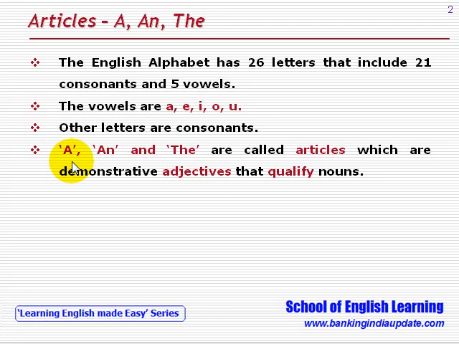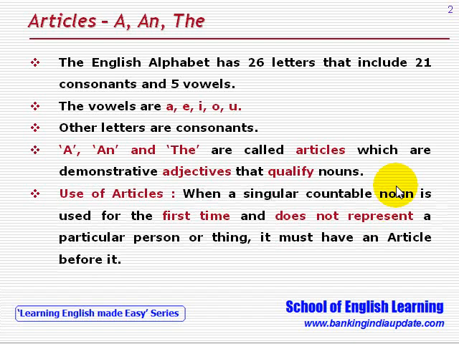The words a, an and the are called articles. So these articles basically are demonstrative adjectives that qualify nouns. How do we use articles? When a singular countable noun is used for the first time and it does not represent a particular person or thing, it must have an article before it.